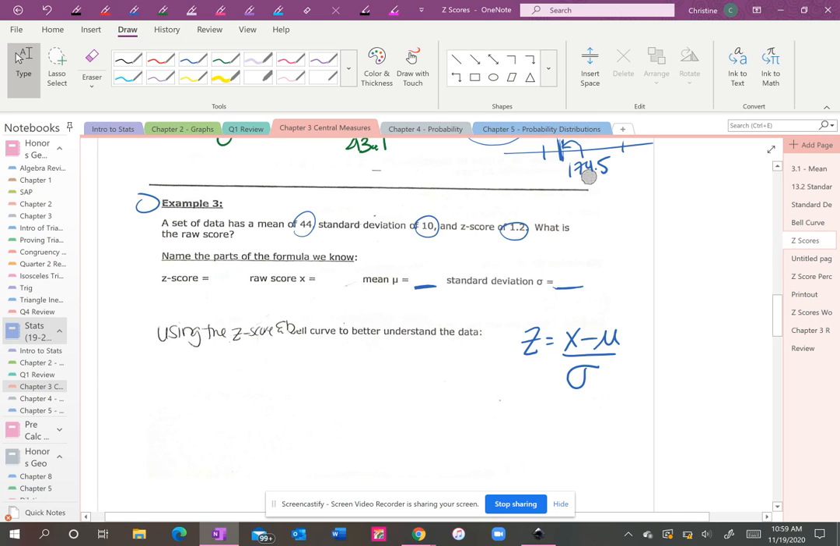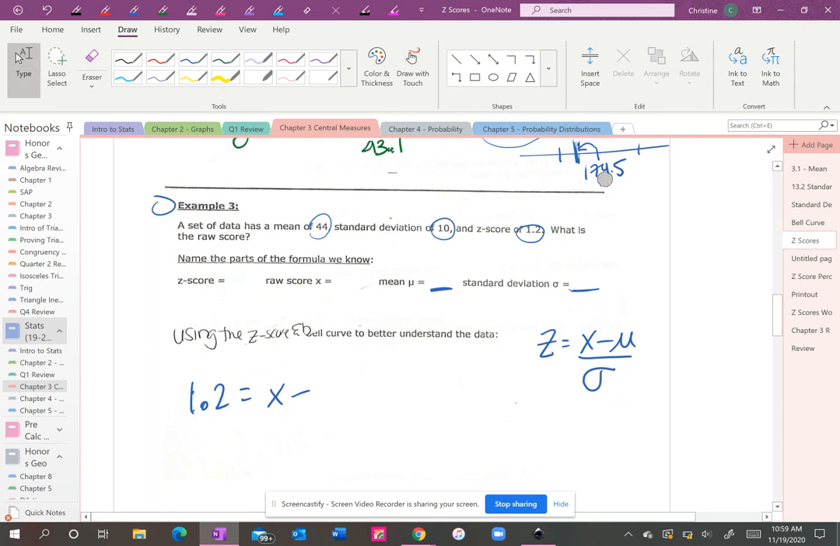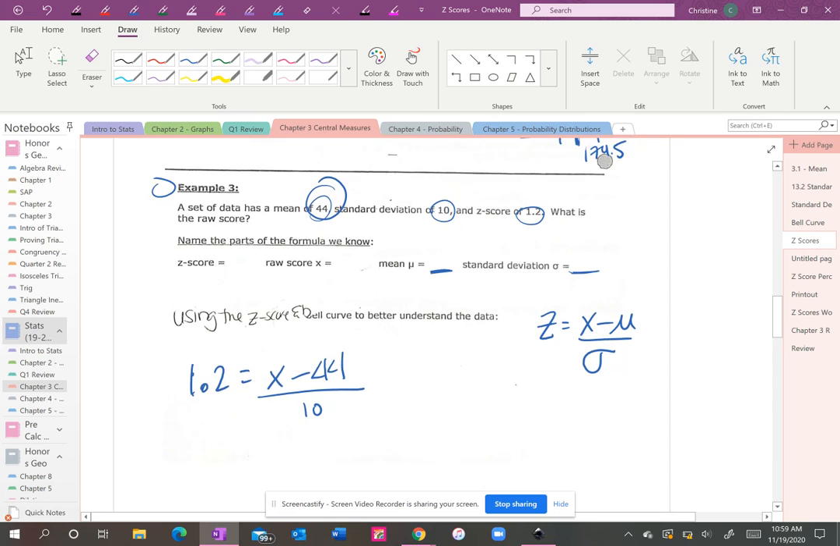What are we finding? We're finding out what the raw score is. So what is the question about? So the z-score is going to be replaced with 1.2 equals x, which is the raw score, minus mu, which is 44, over the standard deviation, which is 10.